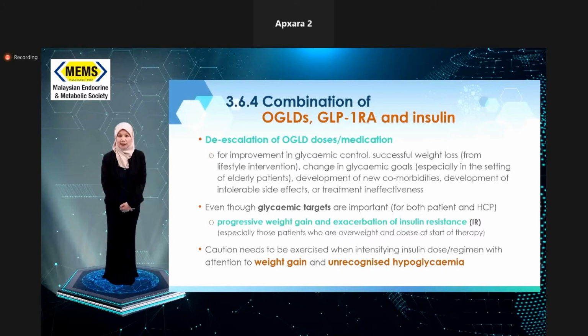Even though glycemic targets are important to all of us, including patients and healthcare providers, patients who experience progressive weight gain and exacerbation of insulin resistance should have their medications re-evaluated, especially those patients who are overweight and obese at the start of the therapy. Caution needs to be exercised when intensifying insulin dose or regime, particularly paying attention to weight gain and unrecognized hypoglycemia or hypoglycemic unawareness.